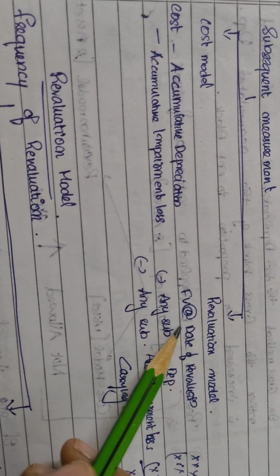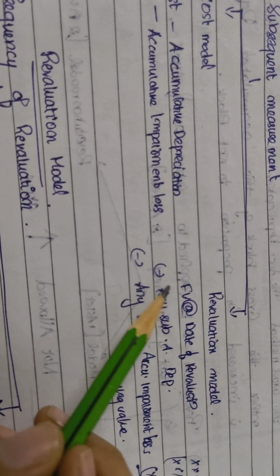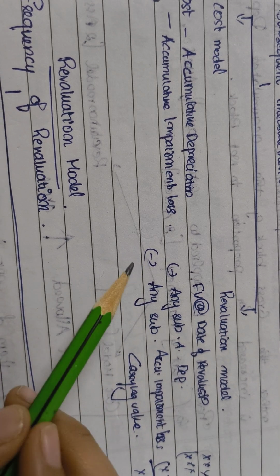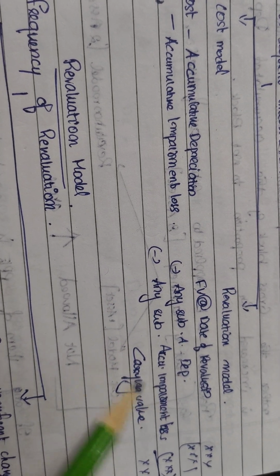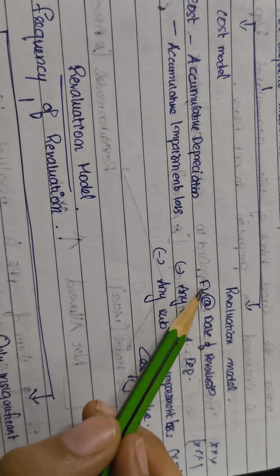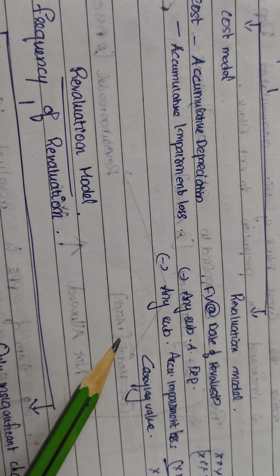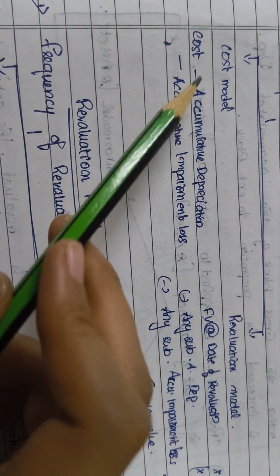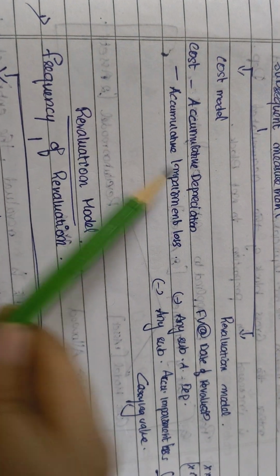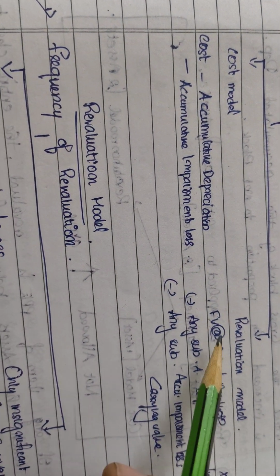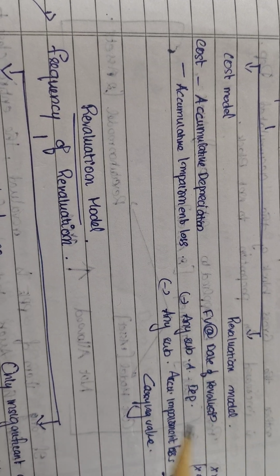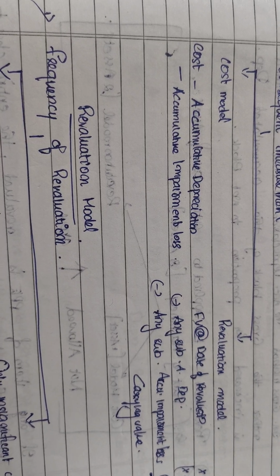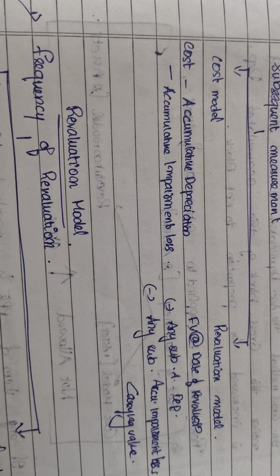We will take the fair value at the date of revaluation and subtract any subsequent accumulated depreciation and any accumulated impairment loss. So we will take the fair value as on the date of revaluation. And using the cost model, we will take the cost of the asset and subtract the accumulated depreciation and impairment loss. And using the revaluation method, we will take the fair value as on the date of revaluation and subtract the accumulated depreciation and impairment loss in order to get the carrying value of the asset.